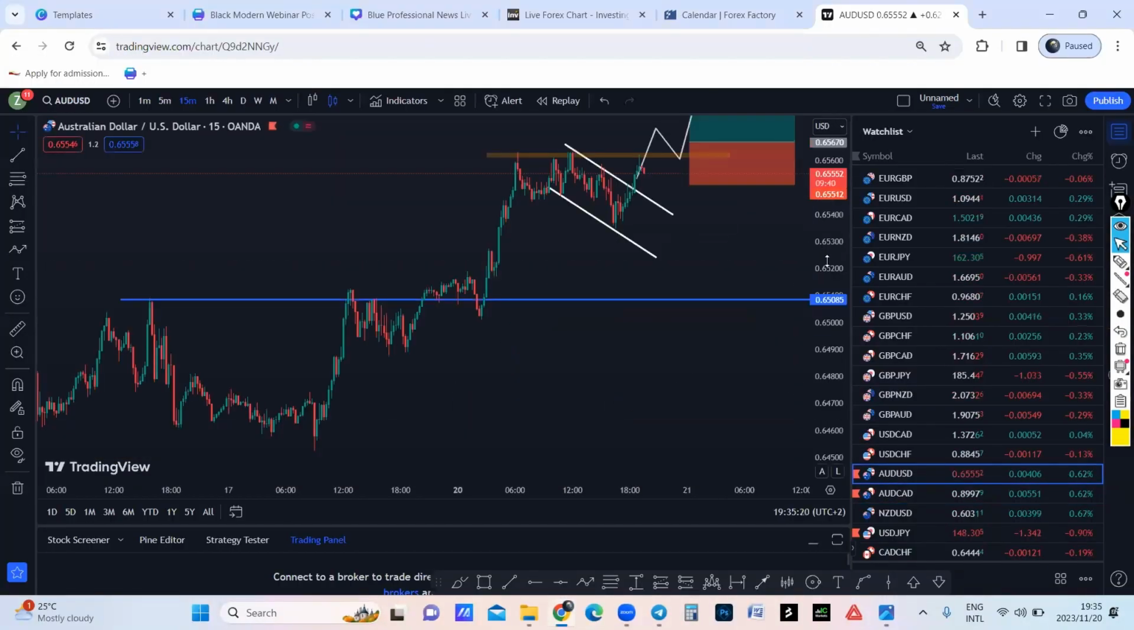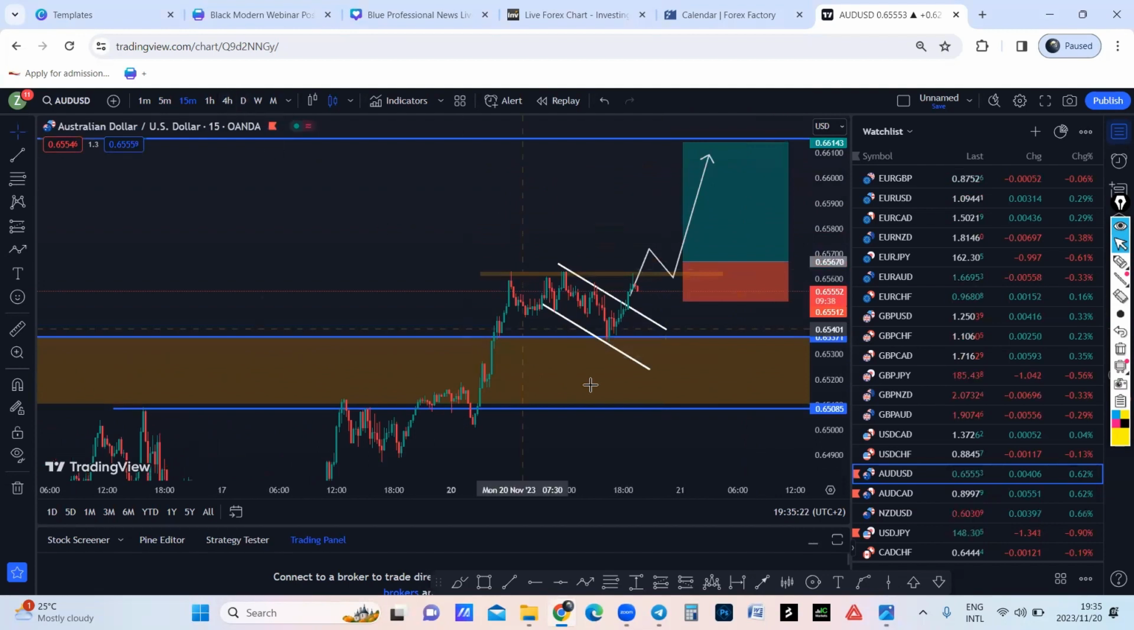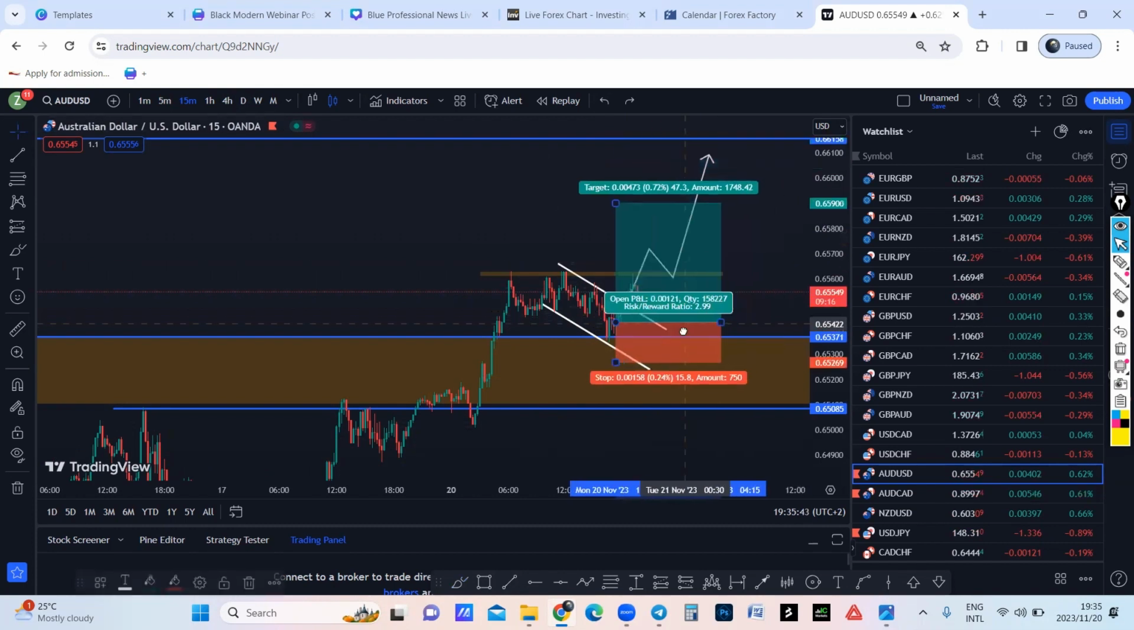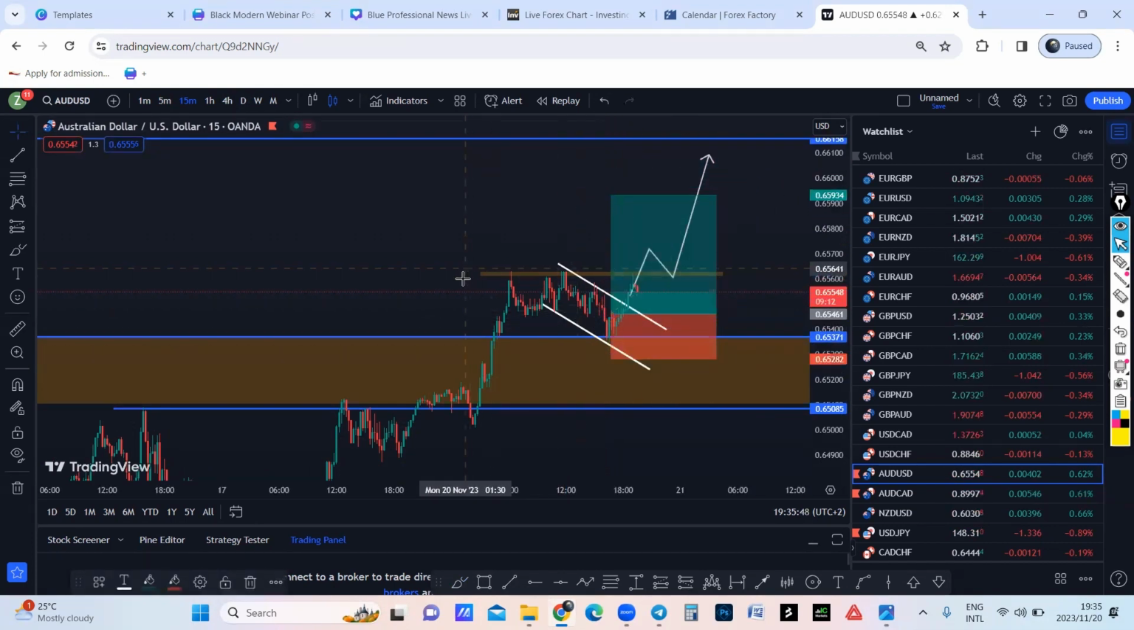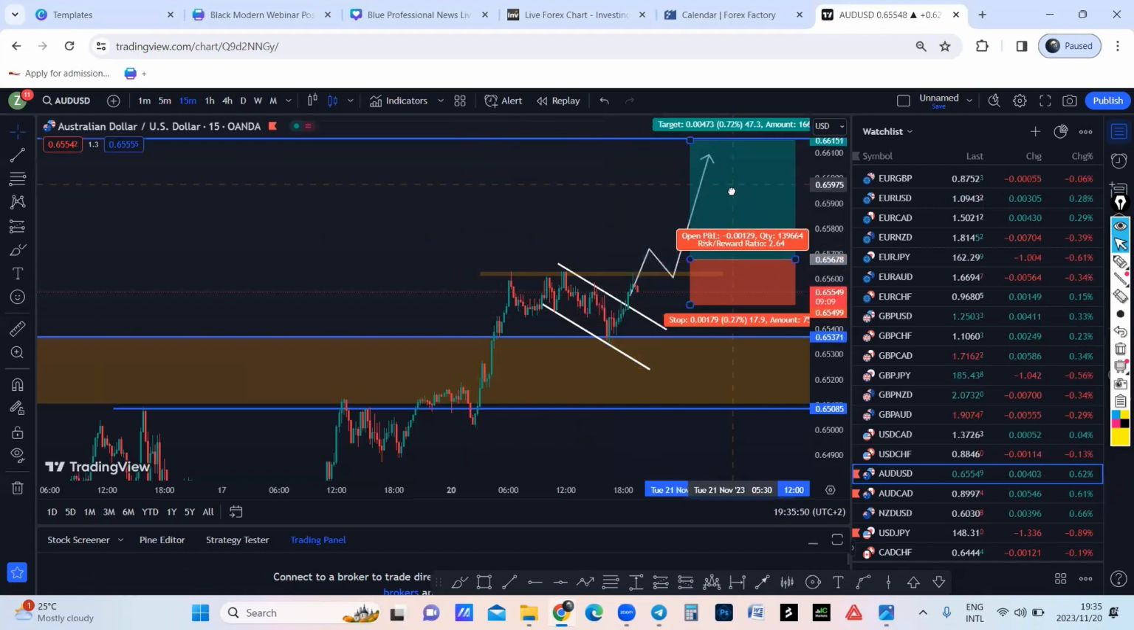AUD-USD. I didn't take a buy because I was still waiting for a deeper pullback to this low. But this pullback happened in the middle of New York session, so people who were able to catch this are now deep in profit. They were supposed to take it after this bullish engulfing, stop loss below, aiming for this previous high here.